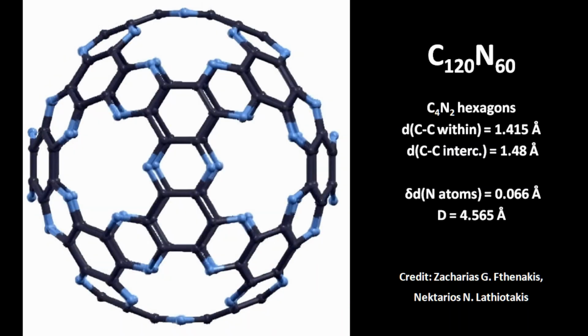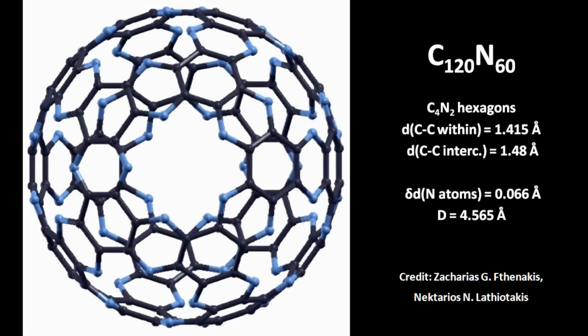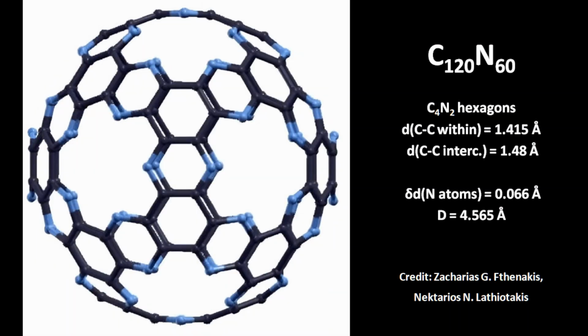In the molecule C120N60, the carbon-carbon bonds within the C4N2 hexagons are shorter than the bonds interconnecting the C4N2 hexagons. The nitrogen atoms are a bit more elevated outwards than in C60N60. The diameter d of the pores is the same as that of C60N60 pores.